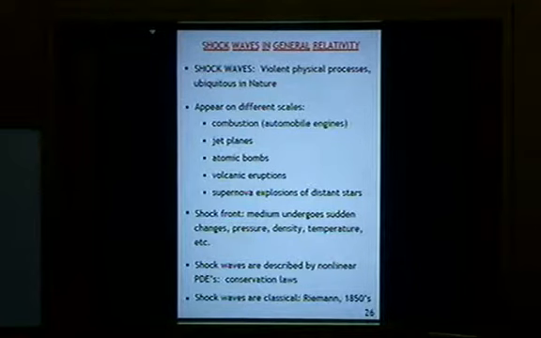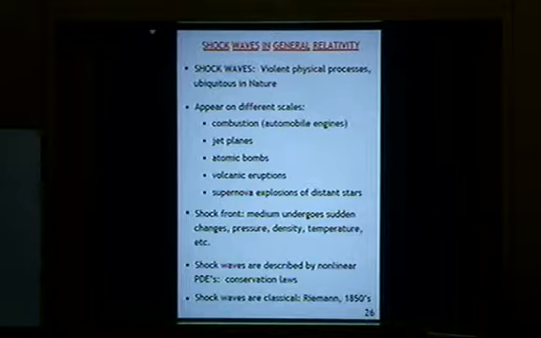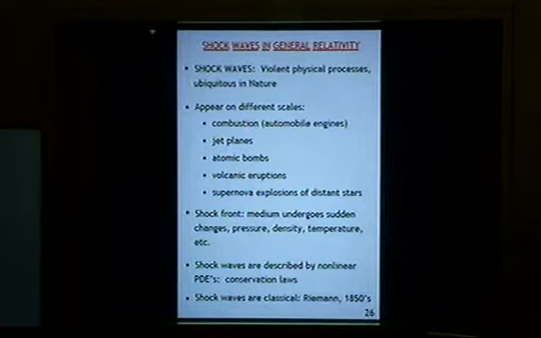For example, on the scale of combustion, in automobile engines, shock waves are going on inside your motor. And jet planes: when a jet plane goes faster than the speed of sound, you hear that bang down there. That's a shock wave coming down to Earth. Atomic bombs are shock wave explosions. Bigger than that are volcanic eruptions, and bigger than that are supernova explosions of distant stars. So they come on all different scales. Shock waves are all over the place.